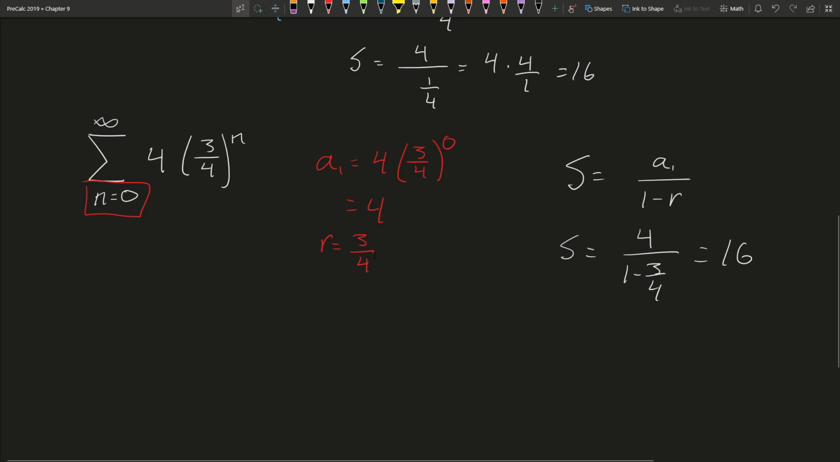Okay, questions on that example? Again, when you see something that is not 1, you have to find the first term that we're summing. So in this case, the first term that we're summing is actually a 0.